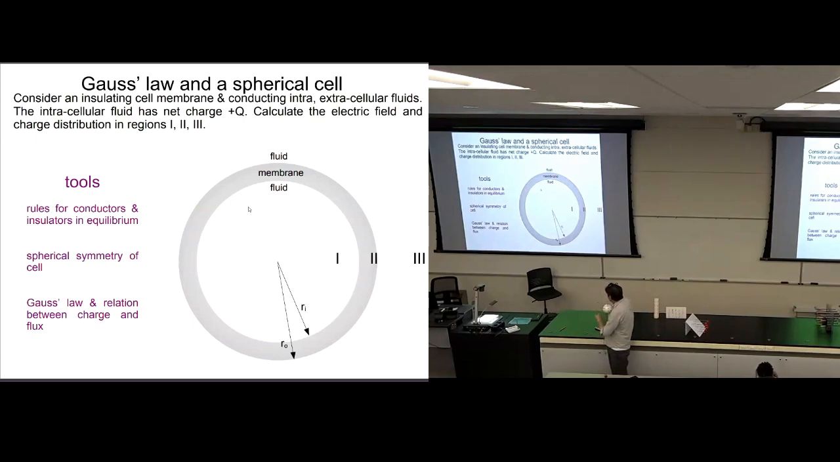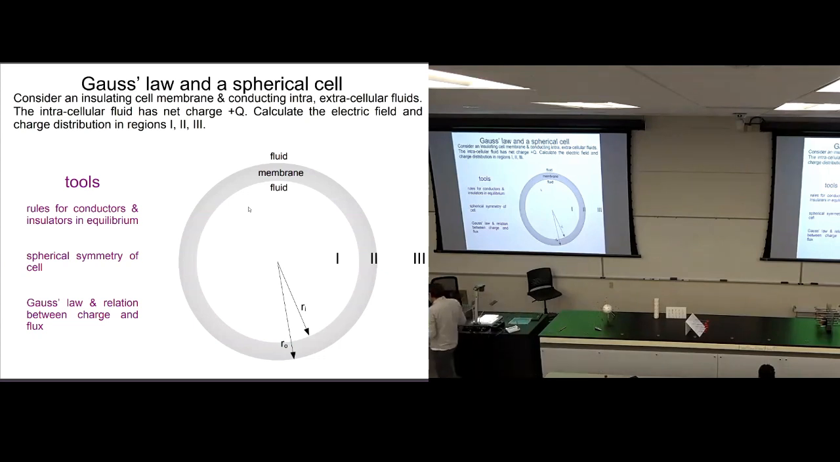In this case, I've got a spherical cell. And in this spherical cell, here's the cell membrane. Of course, this is very thin. It's made of fat or whatever it is. And there's fluid inside and outside the cell. And those cellular fluids are made of ions. And so they're conductors. So it's a spherical conductor followed by an insulating shell, followed by a vat of another conducting fluid. So that's the arrangement of a cell.